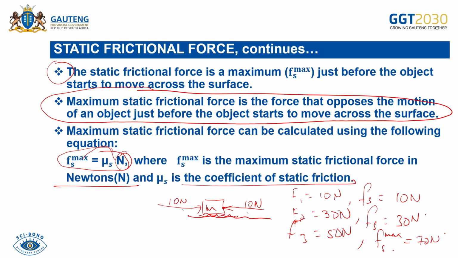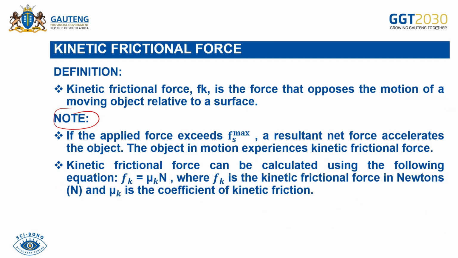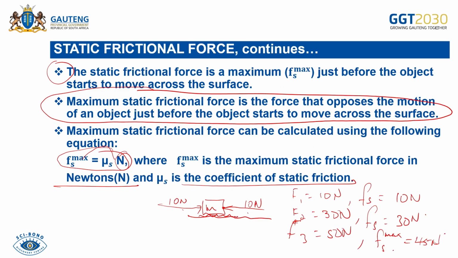What are they trying to say here, right? You have, let's say you apply a force of... So here it should be 50-50, right? Okay, maybe 50-45. Right. So what are they saying here? If the applied force exceeds Fs max, the resultant net force accelerates the object, it is in motion, and then now it experiences the kinetic frictional force, right? So here what is happening?